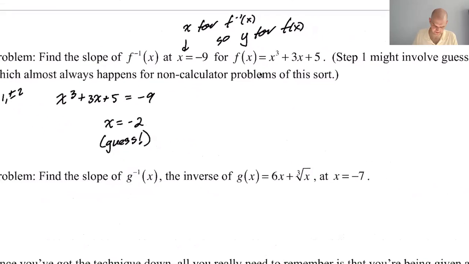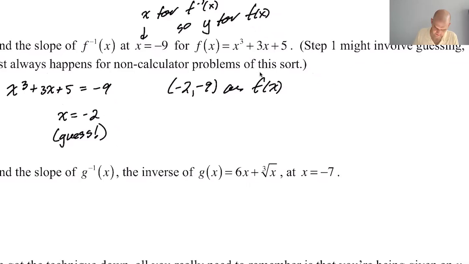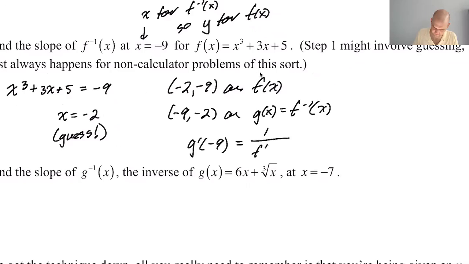So we want the slope of... okay, now what do I know? I know that (-2, -9) is on f of x. That means (-9, -2) is on g of x, which would be f inverse of x. So g prime of -9 is going to be 1 over f prime of -2. That's it. Every time, you just think your way through it. Write down your ordered pair for f of x, then your ordered pair for g of x, which is f inverse, and then g prime of whatever's here is 1 over f prime of whatever's here. We didn't actually do the problem yet, though.